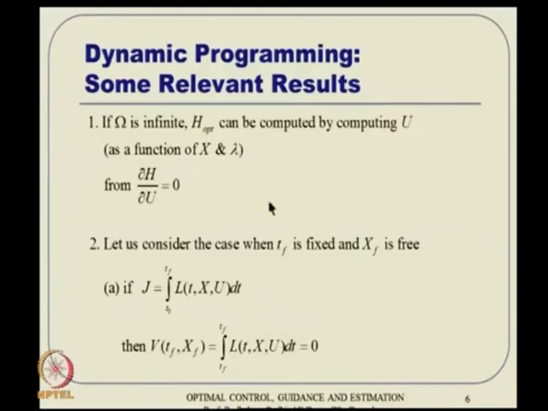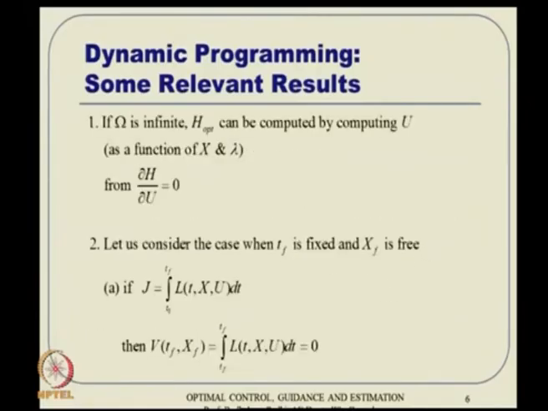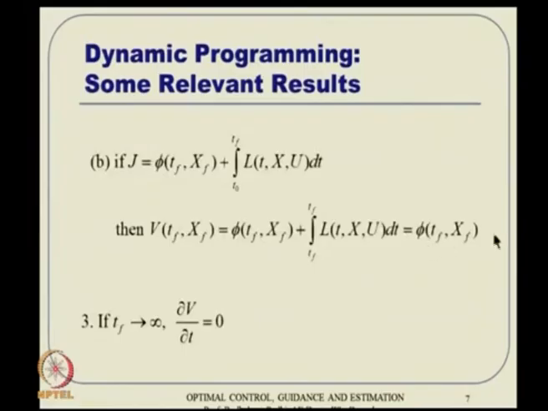Now, if you consider that tF is fixed, then V of tF, xF, the integral goes from tF to tF, that means the integral is 0. So that gives us a boundary condition. Now, if there is a terminal penalty also, the integral part will become 0, but V of tF, xF will be phi of tF, xF. So that is the only change. The HJB equation remains the same. The boundary condition, instead of 0, happens to be the same function evaluated at xF.